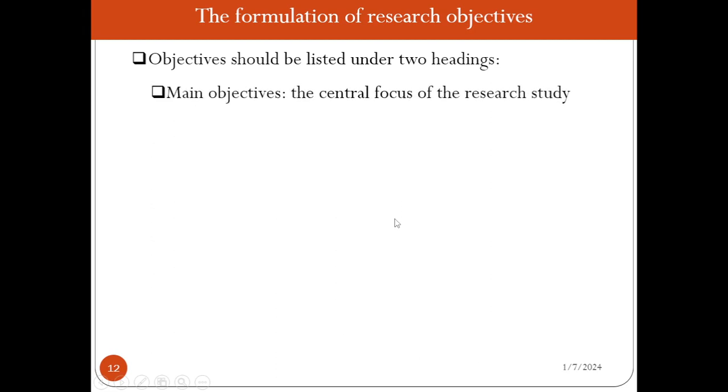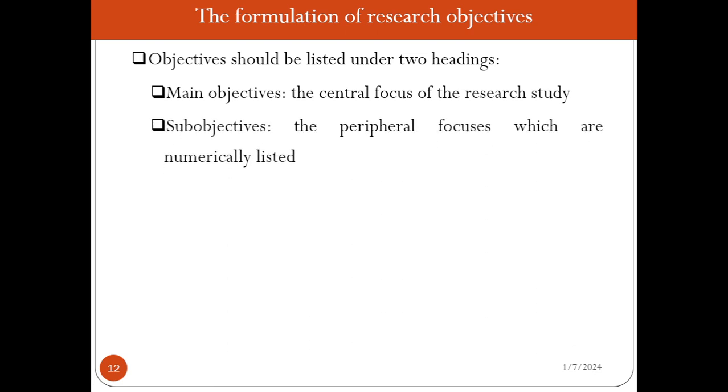So, the formulation of research objectives. Now, objectives should be listed under two headings. Generally, we have main objectives, and then we have sub-objectives, or we can say even minor objectives. The main objective is the objective which is the central focus of your research study. However, sub-objectives are somehow related. While you are looking for your main objectives, you may touch upon some other objectives that are not really primary or main, but in order to actually achieve your main or primary objectives, you need to touch upon them.